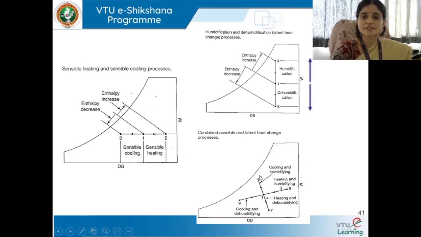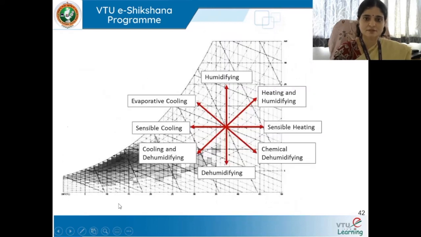Combined sensible and latent heat processes across the central point of one. So you have cooling and dehumidification, heating and dehumidification, heating and humidification, cooling and humidification. So as you move up, we will notice an increase in the humidity. So these reveal central tendencies of the parameters.